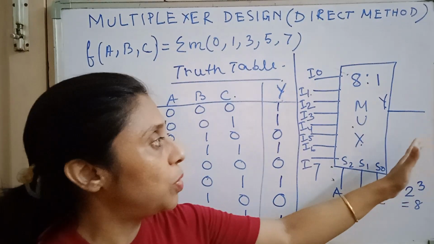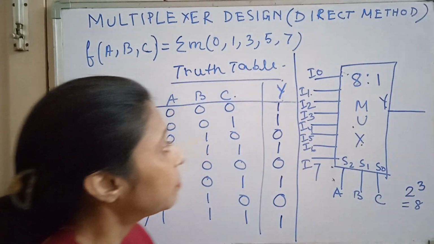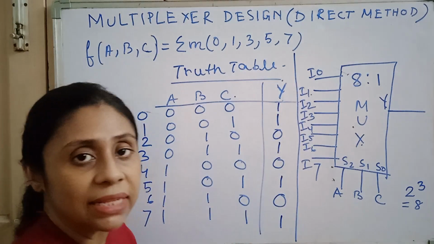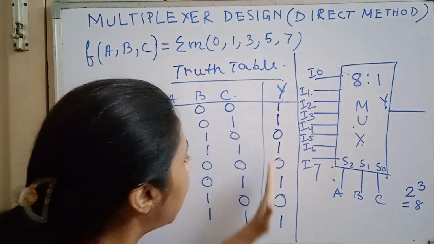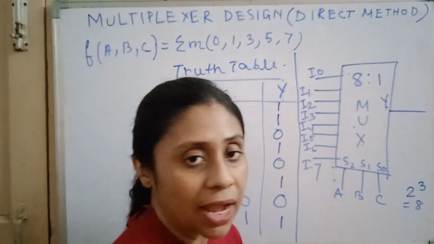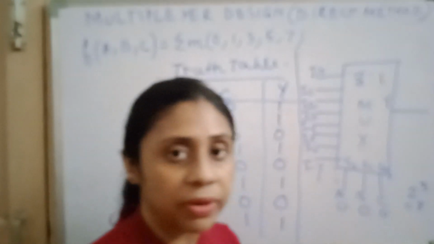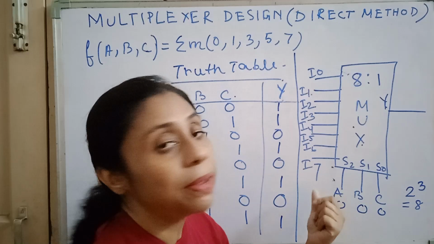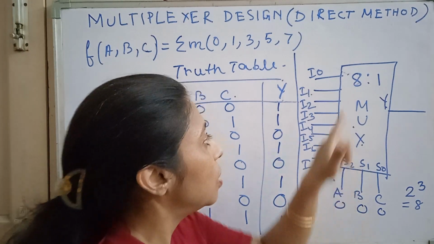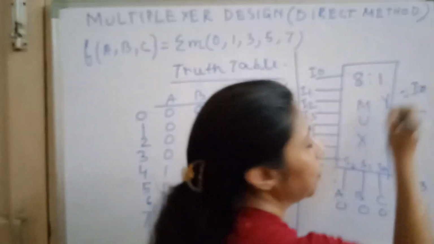And Y is the output line. We know that the output line of the multiplexer is always 1. Now see how to connect the input lines so that we will be able to have this output. See, when A, B, C are 0, 0, 0, then which one input will be selected? 0, 0, 0 means decimal 0. So I0 will be selected and Y is equal to I0.